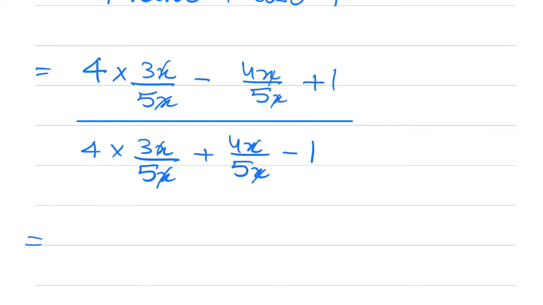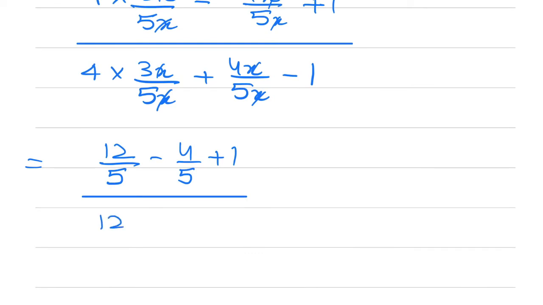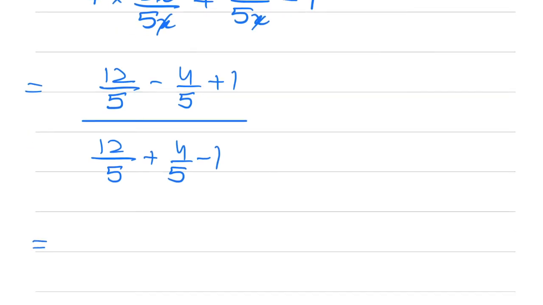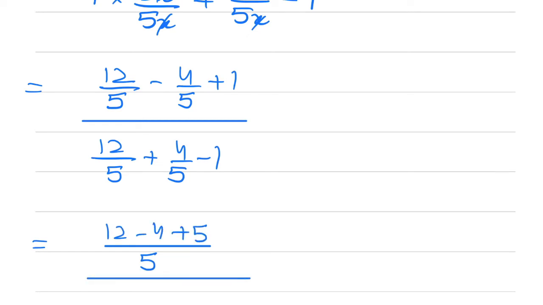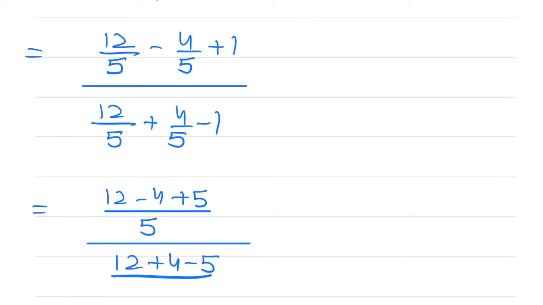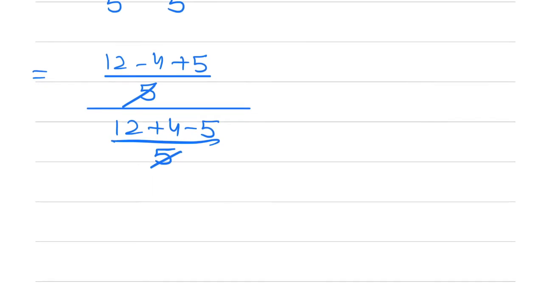It was the ratio. So we have 12 by 5 minus 4 by 5 plus 1 divided by 12 by 5 plus 4 by 5 minus 1. Here now we are going to take the LCM in the numerator. So that is 5, 12 minus 4 plus 5, and also in the denominator here we have 12 plus 4 minus 5 divided by 5. This 5 and this 5 get cancelled. We have 12 plus 5 is 17, 17 minus 4, and here we have 16 minus 5. So this is equal to 13 by 11.